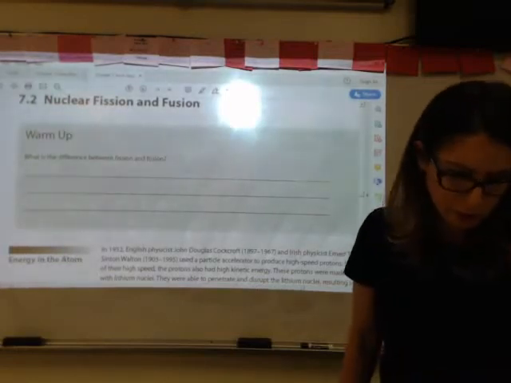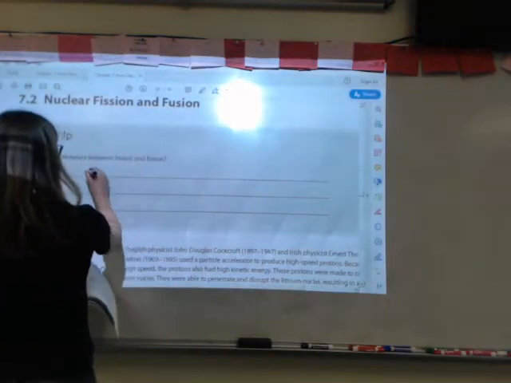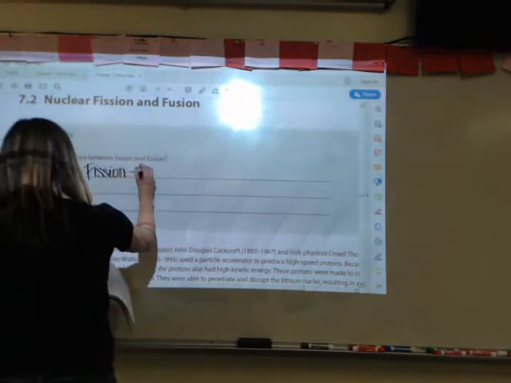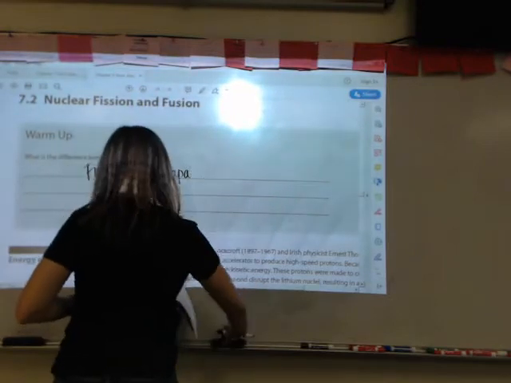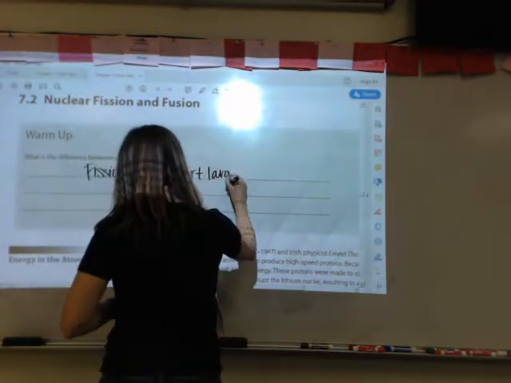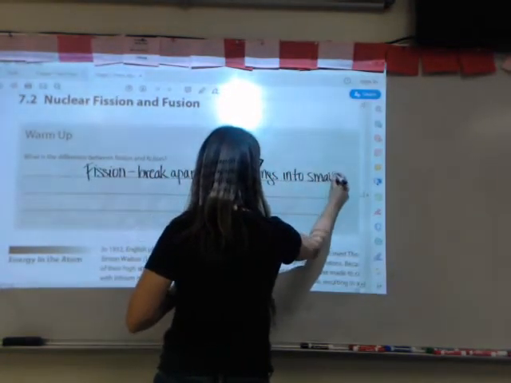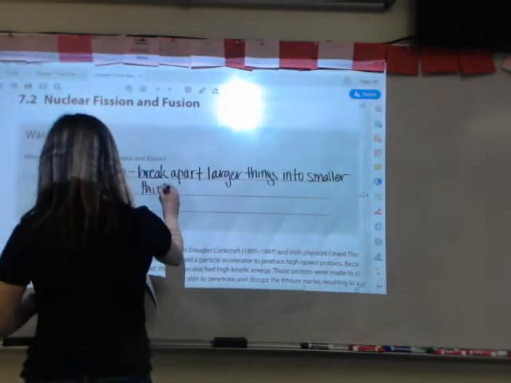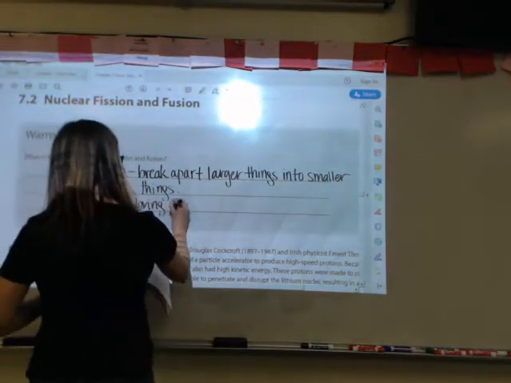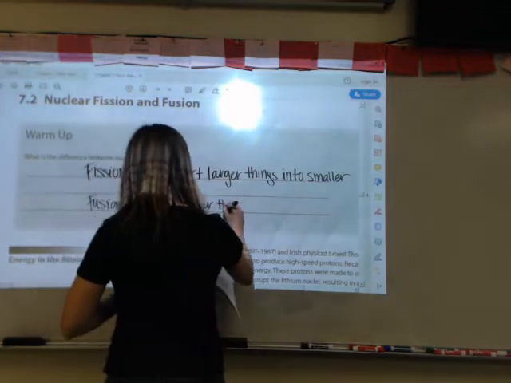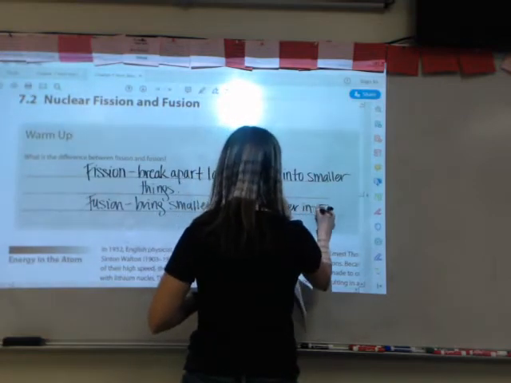Okay, let's talk about nuclear fission and fusion. So what's the difference between fission and fusion? Well, fission is where you are breaking apart larger things into smaller things. And fusion is where you are bringing together smaller things into larger things.